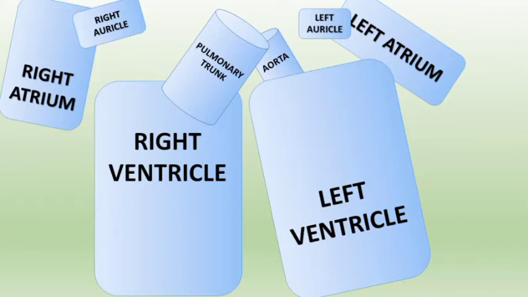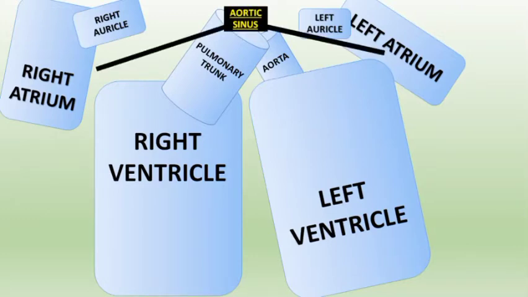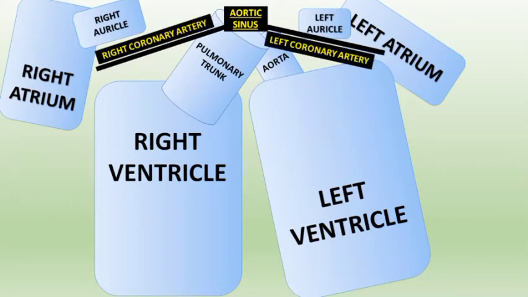Just now we saw where the aortic sinus was. From the aortic sinus there are two arteries, the right coronary artery and the left coronary artery. Let's see the course of the right and the left coronary arteries. The right coronary artery runs between the right auricle and the pulmonary trunk, and then it descends down at the atrioventricular septum, that is between the atrium and the ventricle.